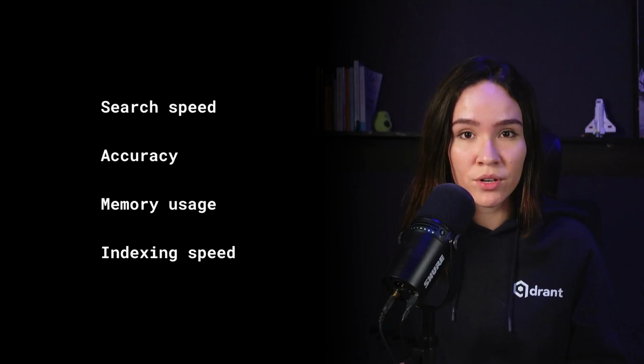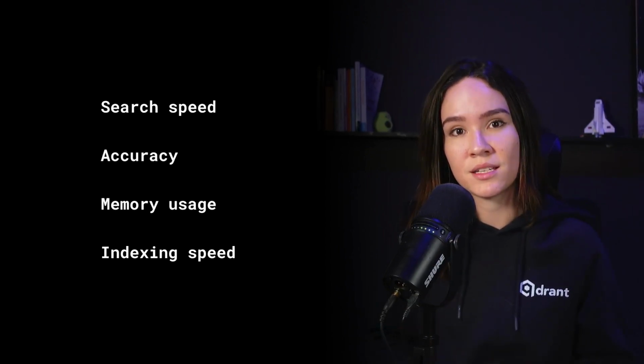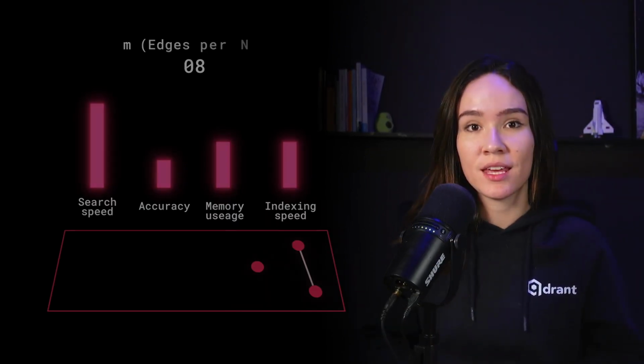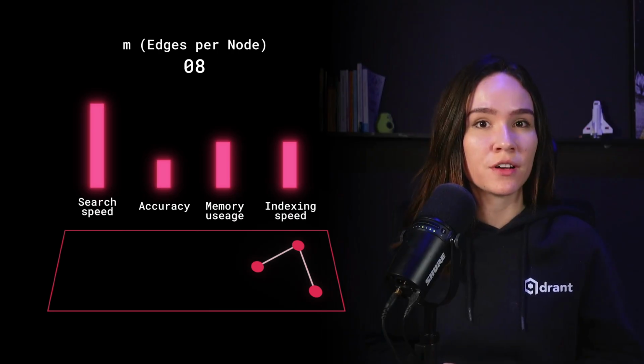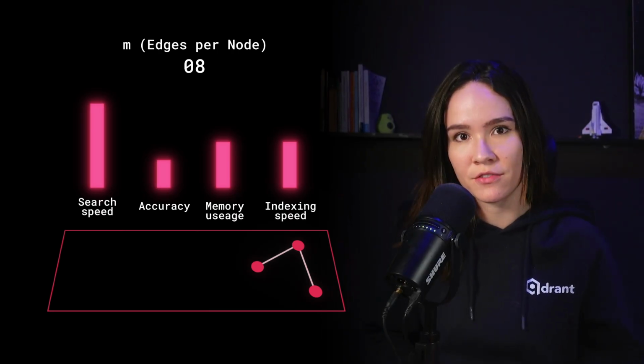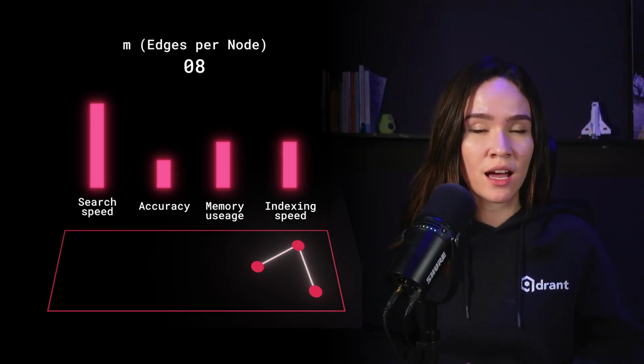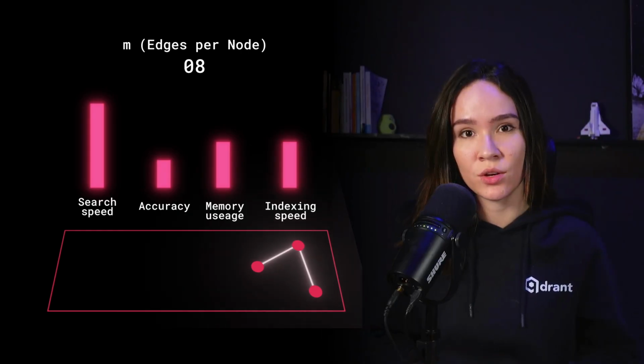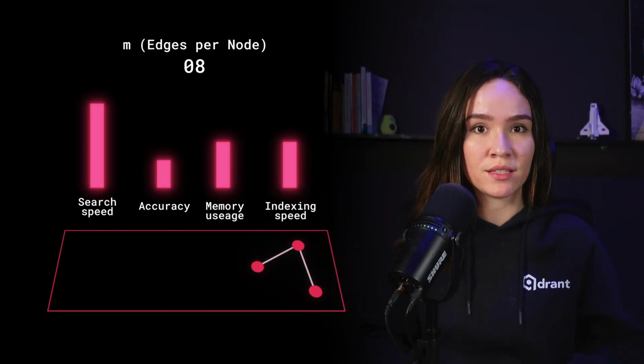We can fine-tune how our HNSW graph is built by adjusting a few parameters to balance search speed with accuracy, memory usage, and also the time that it takes to build the index. The M parameter controls the number of connections per node in the graph. You could think of it as how many paths each node can maintain with its neighbors.